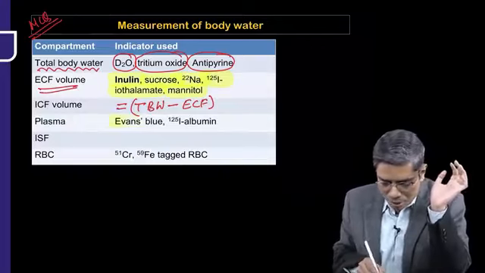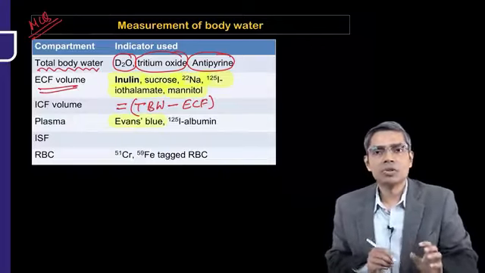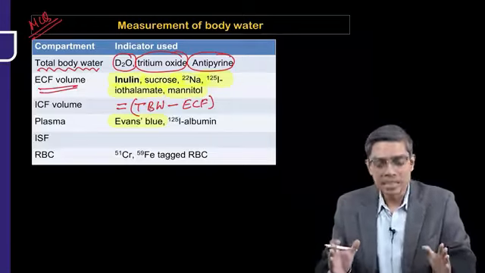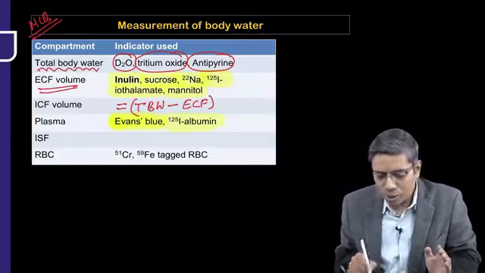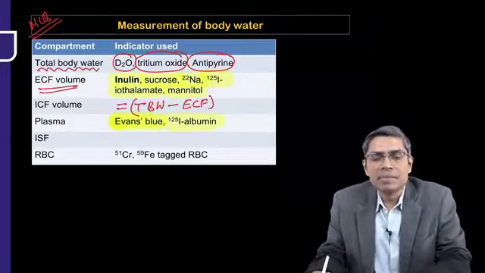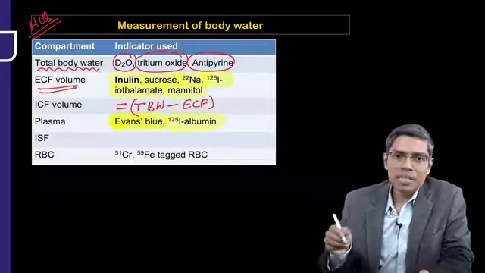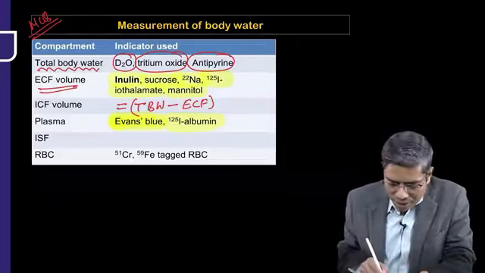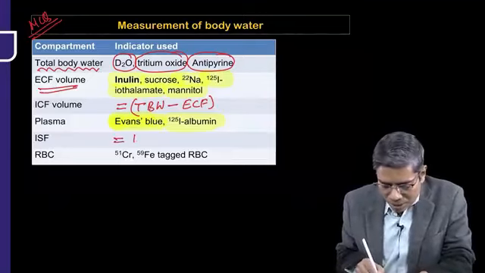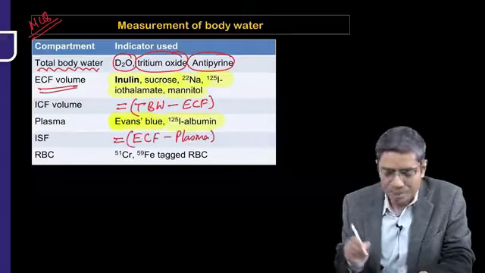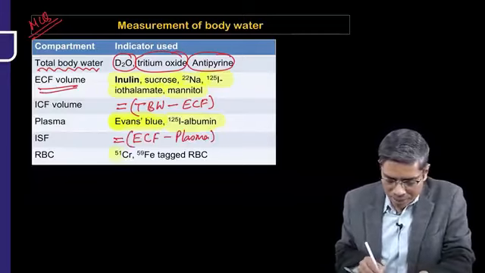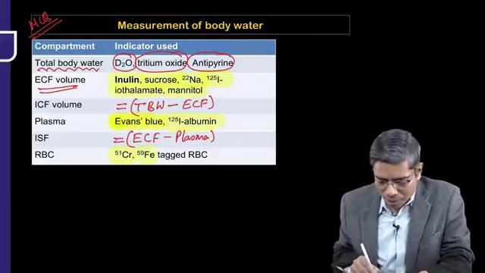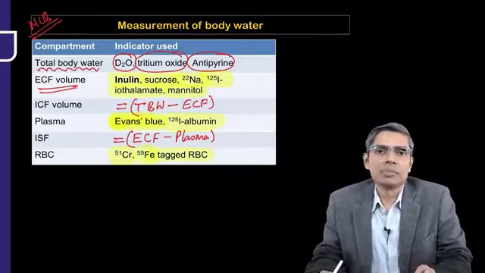Similarly, if I ask you how to measure the plasma volume, your answer: the substance should be confined within the plasma only. It is impermeable to capillary. So those substances are Evans blue and iodine 125 tagged with albumin, right? Now, if you want to measure the interstitial fluid, again you have to measure the ECF separately and the plasma volume separately and subtract them. You are going to get the interstitial fluid volume. Similarly, if you want to measure only the RBC, then chromium isotope tagged RBC can be used for that purpose, right?